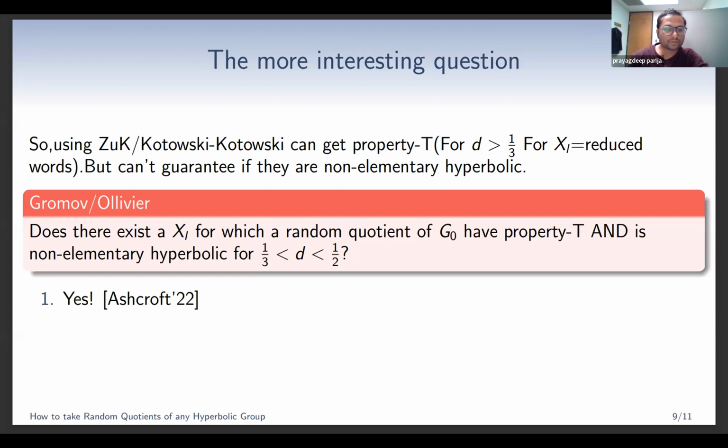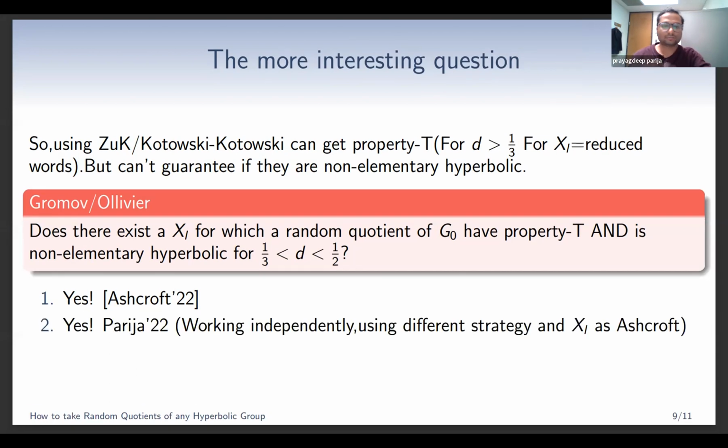And so we have another answer here: we have a model of randomness where for density between 1/3 and half, the random quotients we get also have property T and are non-elementary hyperbolic. I was working independently, using a different strategy and a different choice of XL.